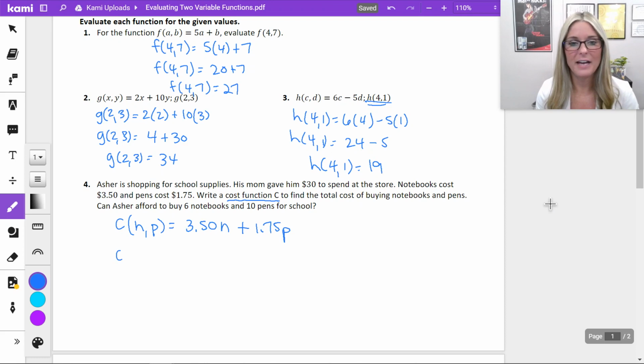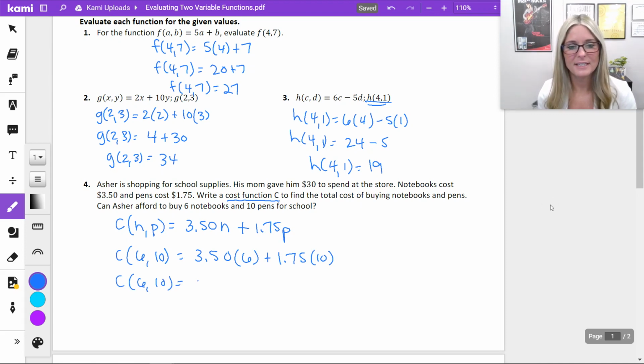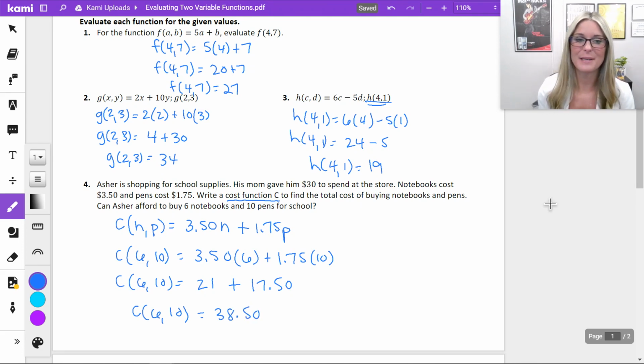And let's evaluate it for the 6 notebooks and the 10 pens to see what we get. So plugging in 6 for the notebooks, 10 for pens. C of 6 and 10. The $3.50 times 6 is going to give us $21, plus the $1.75 times 10 is $17.50. C of 6 and 10, when I add those together, is going to give us $38.50. Can Asher afford 6 notebooks and 10 pens with his $30 to spend? No.